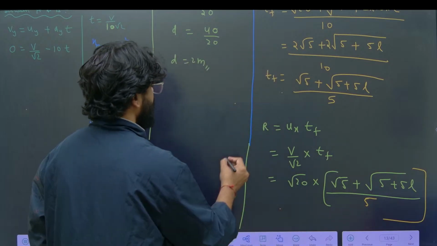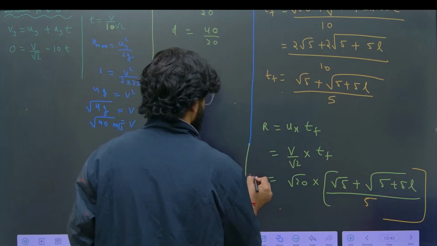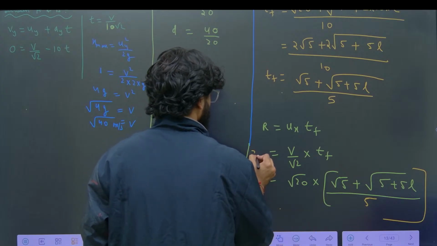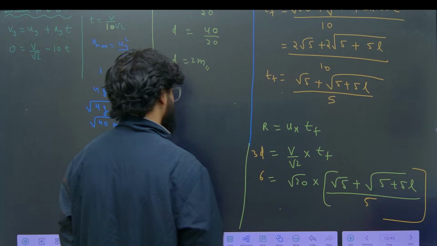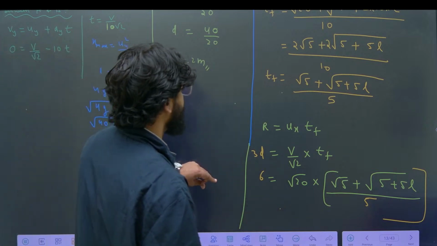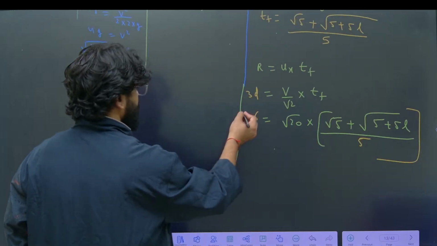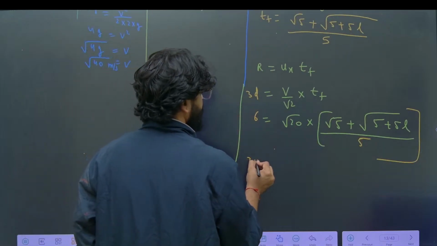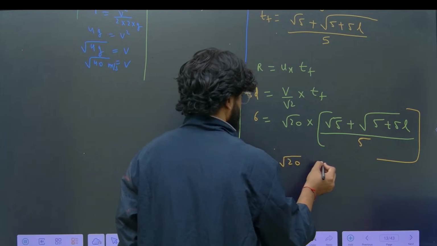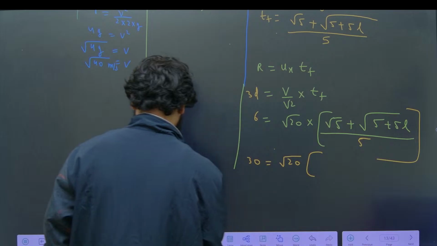Okay, chaliye. And R is 3D. The value of D is coming out as 2, so it is 6. By solving this, I think we should get our answer. So it will be 6 into 5, 30. It is root 20, and this, okay, let's solve it here.